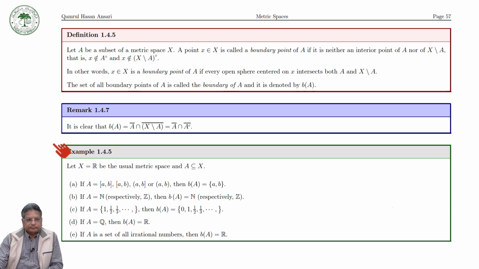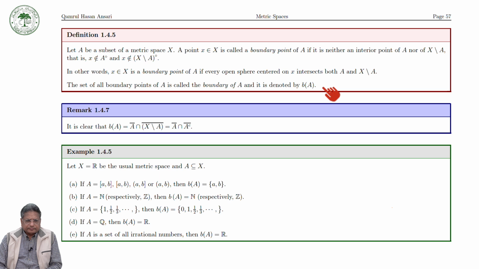So there are two things. One is we can say that a point x in X is a boundary point of a set A if it is not an interior point of A as well as not an interior point of the complement of A. In other words, a point of X is a boundary point of A if every open sphere centered on X intersects both A and the complement of A. These two definitions are equivalent, and the set of all boundary points of A is called the boundary of A, denoted by B(A). B(A) means the set of all boundary points of A.